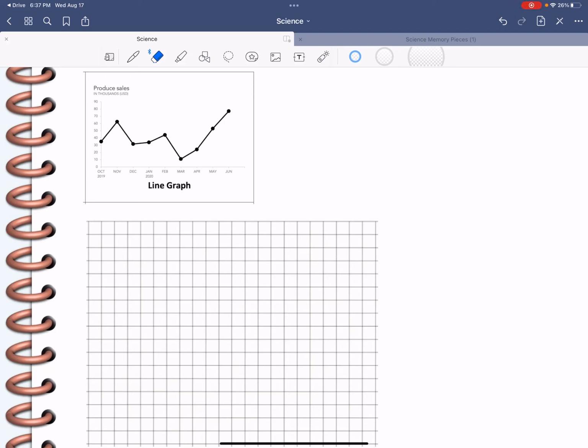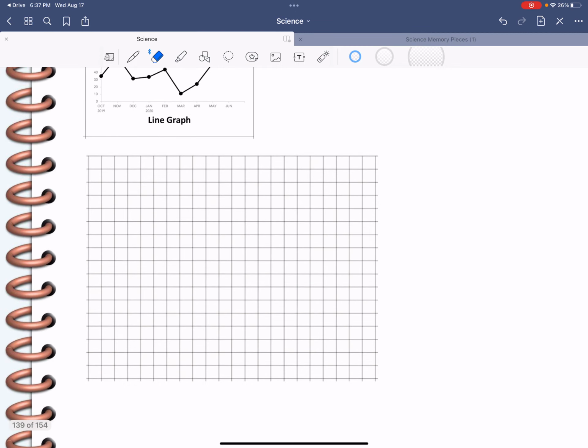We are up to line graph. This is one of those three major types of graphs. This one is very common also, and this one shows change over time. So to make this line graph, let's start with the framework.